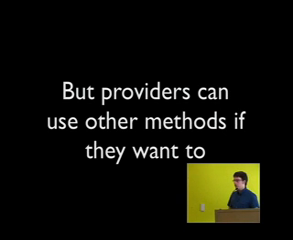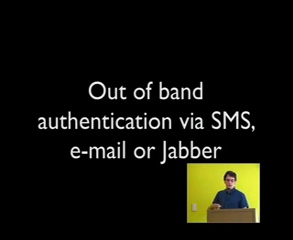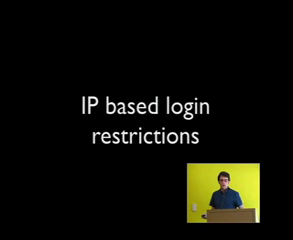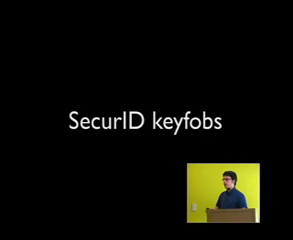And providers are already experimenting with things like client SSL certificates that you install in your browser, out-of-band authentication via an SMS text message or an email or a Jabber message. People have worked with IP-based login restrictions. There's one guy that actually set up a dynamic DNS thing so that his OpenID provider would recognize if he was on his home network and let him straight in, but if he was somewhere else, it would ask him to authenticate. And people are working with secure ID key fobs, which I'm sure everyone here has one of those little things with a number that changes and is part of the two-factor authentication to get into an account.